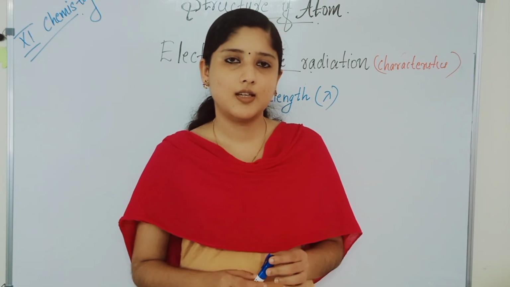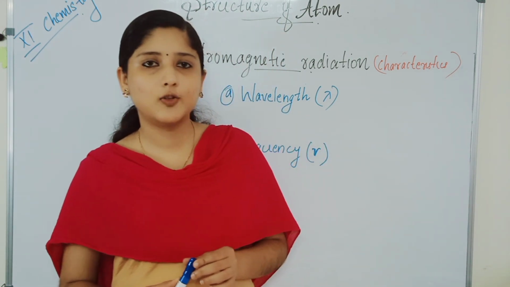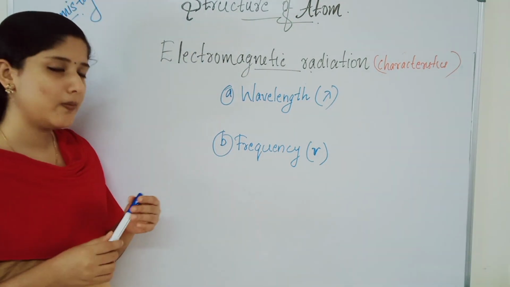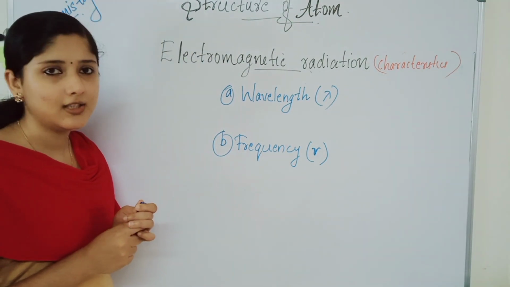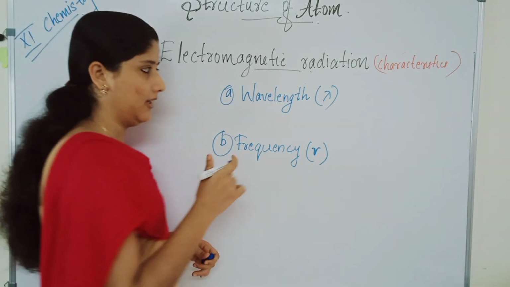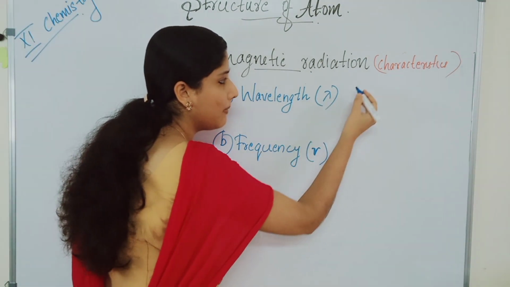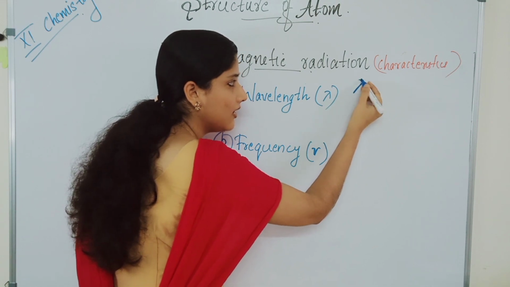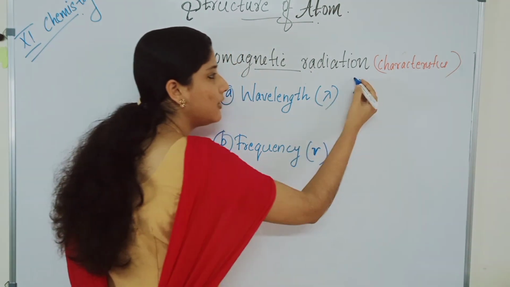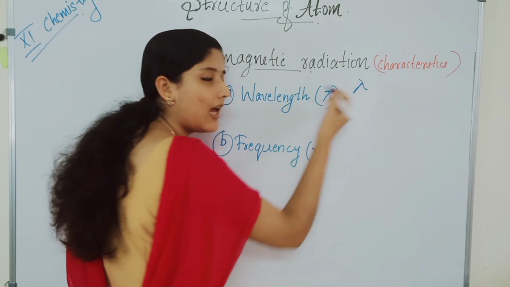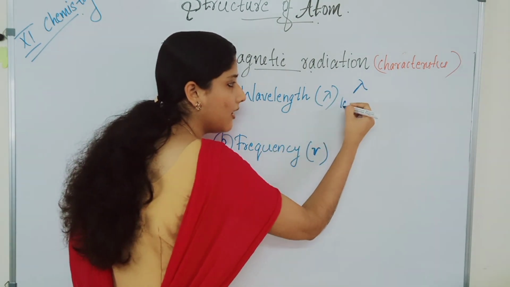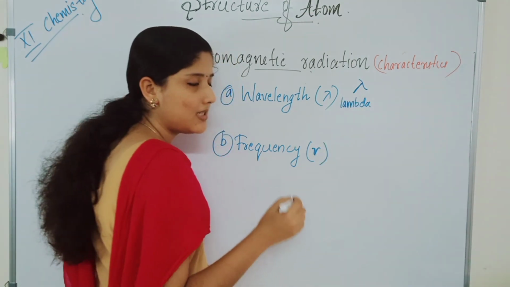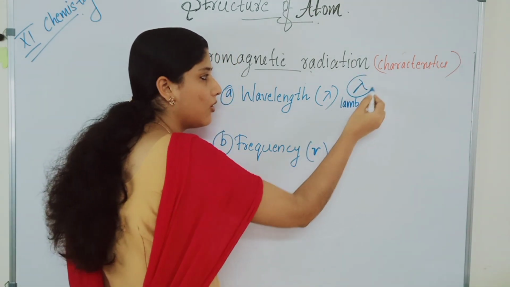Next, let us discuss the characteristics of electromagnetic radiation. The main characteristics are wavelength and frequency. Wavelength is denoted by the symbol lambda. This is the symbol to denote wavelength, lambda.